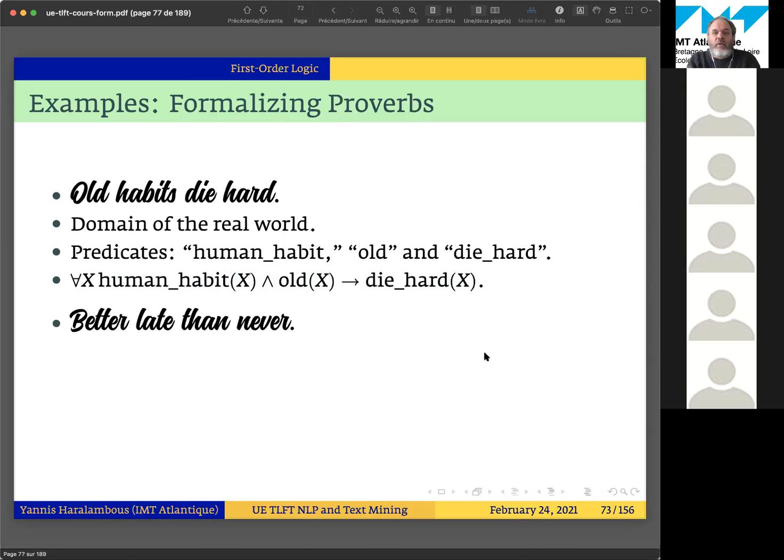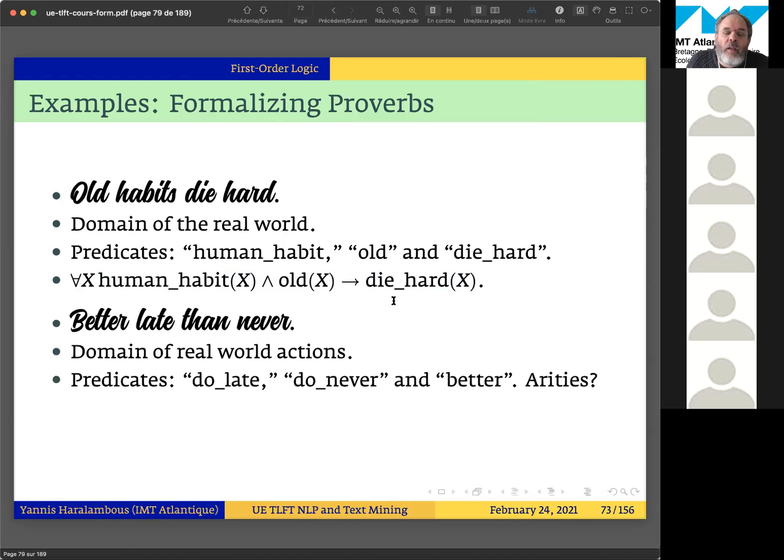Better late than never. I can take as a domain the domain of actions because it's not said, but it's sous-entendu that we are talking about actions. So we have a predicate of doing an action in a late manner, never doing it, and we also need a predicate for better.